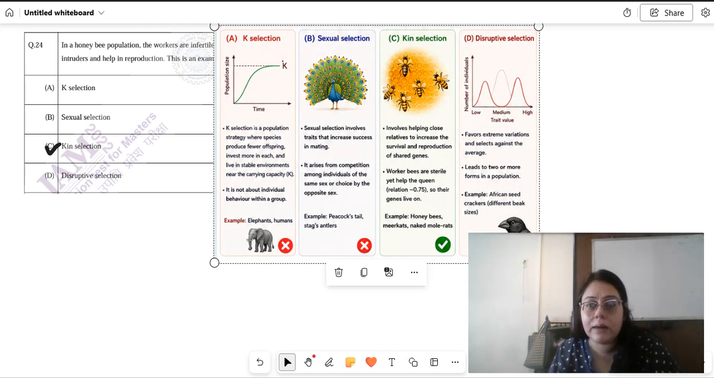But for kin selection, the option is correct because it involves helping close relatives to increase the survival and reproduction of the genes we share with our relatives, the kin. This is not common in human beings, but worker honeybees show this kind of strong selection. So option C is correct.